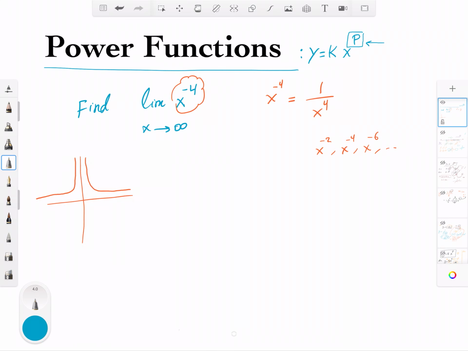So as x goes to positive infinity, this graph is going to hit this line, this is 1, that's 2, here is 0, it's going to hit 0. So the answer will be 0.